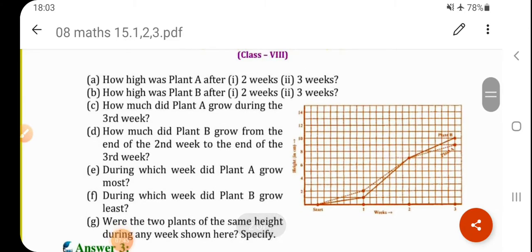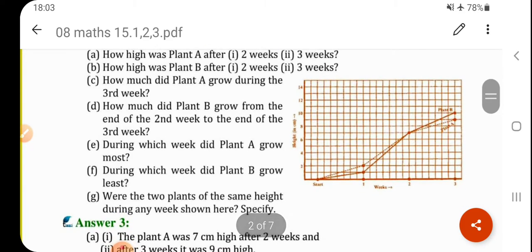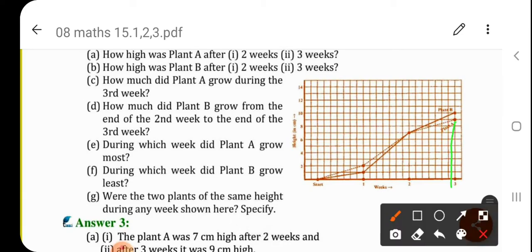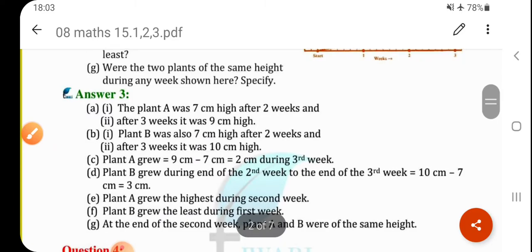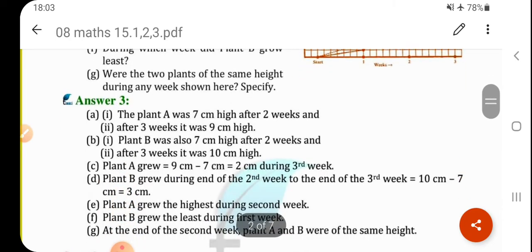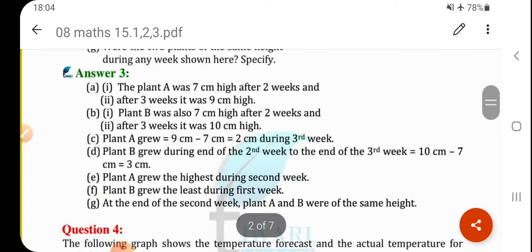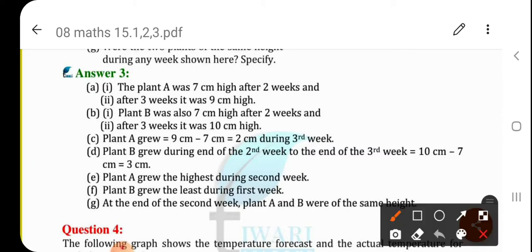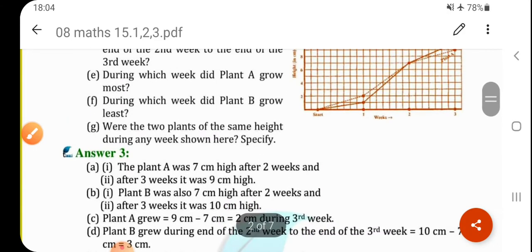Question number two, how high was the plant B after 2 weeks and 3 weeks? So the same thing you have to apply. Third one, how much did plant A grow during the third week? Here is the third week. After 3 weeks, its height was 9 centimeter. As compared to the second week, we have to find out the answer. Here in the question it is not mentioned, but after the second week it was 7 centimeter, and after 3 weeks it was 9. So 9 minus 7, so 2 centimeter of height was grown during the third week.